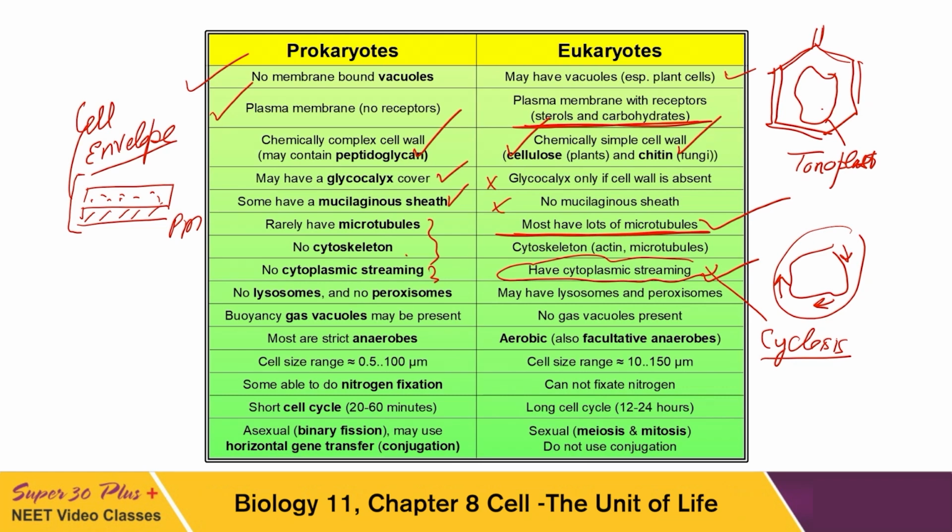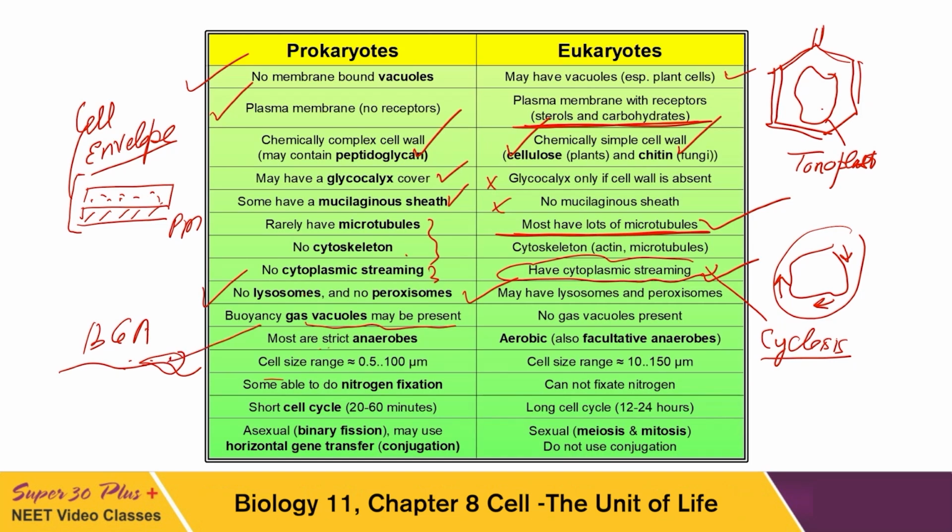Lysosome, peroxisome, no need to recall them, because these are also cell organelles, membrane bounded structures, which are altogether absent in the prokaryotic cell, while they may be present in the eukaryotic cell. Gas vacuoles for buoyancy are present, as in the case of blue-green algae. Blue-green algae float on the surface of water because gas vacuoles are present here.